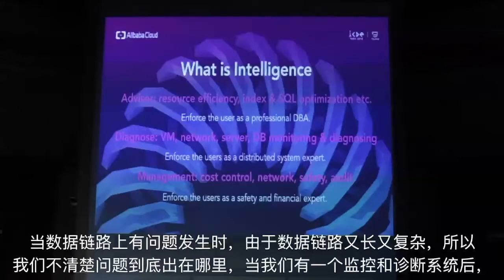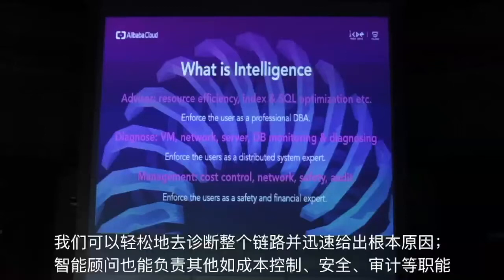When some faults happen in the data path, the data path is so long and so deep that we don't know where exactly the fault happened. We got a monitoring and diagnosis system. With this system, you can easily diagnose the whole path and get the root cause immediately. It can also do some management works like the cost control, safety, and audit.